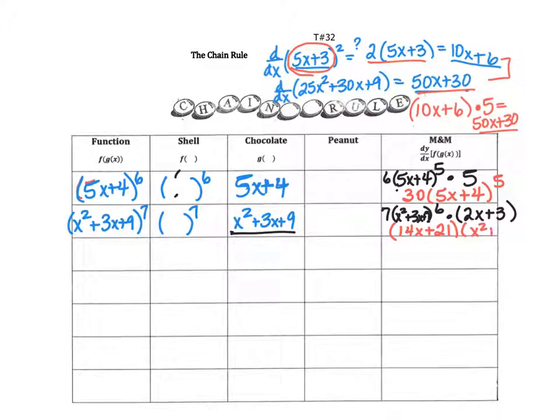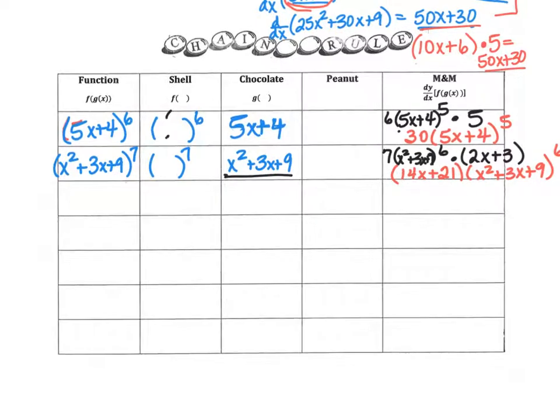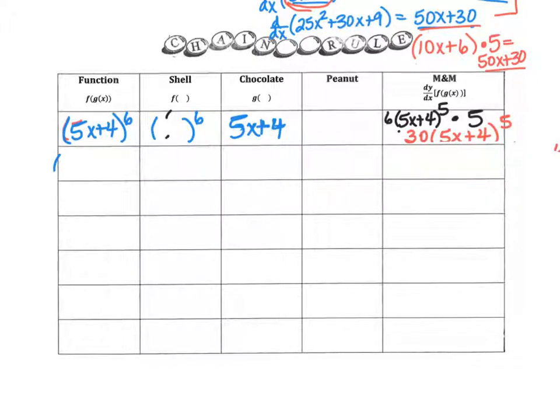I would have (x squared plus 3x plus 9) to the 6th. And that's my derivative. So hopefully you're kind of seeing the idea. Now I am going to erase so I have plenty of space. And let's look at this next one.